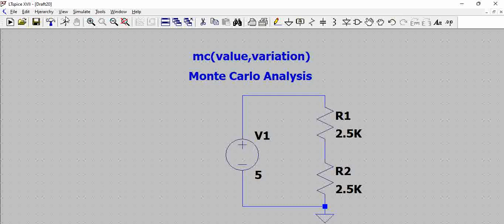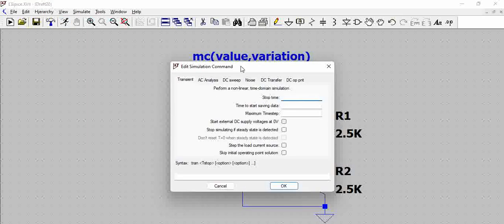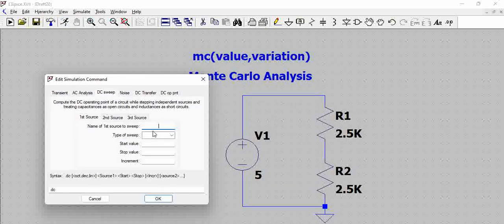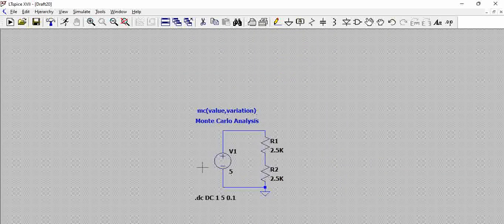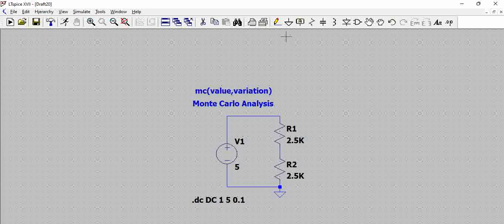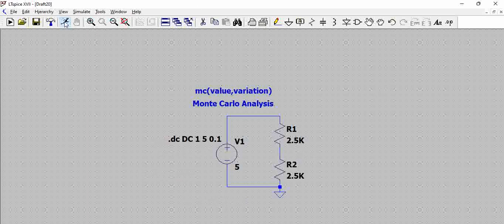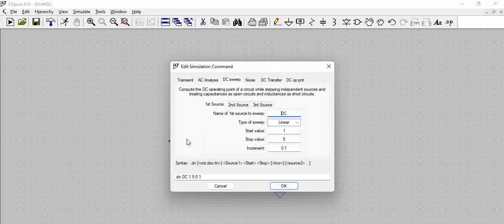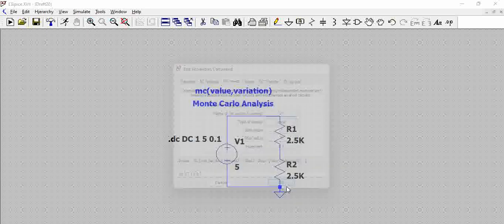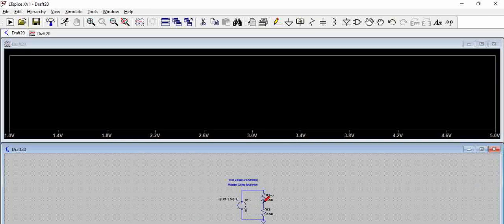So before this, let us try to run this. And for running, we have to do a sweep. Let us put it as DC sweep, the name as DC, and we'll do a linear sweep starting from a value of 1 till a value of 5 with an increment of 0.1. So what we are basically doing here is a DC analysis of this supply. Now when we run this, source DC is not found. Let us just see. This is voltage V1.